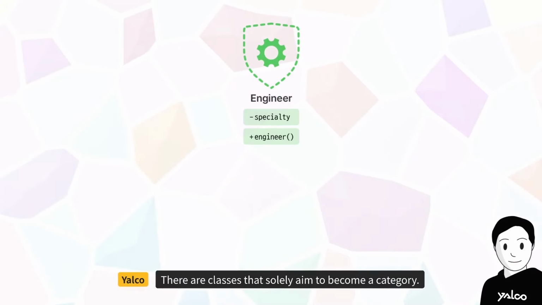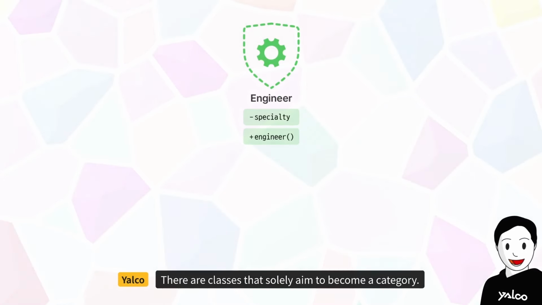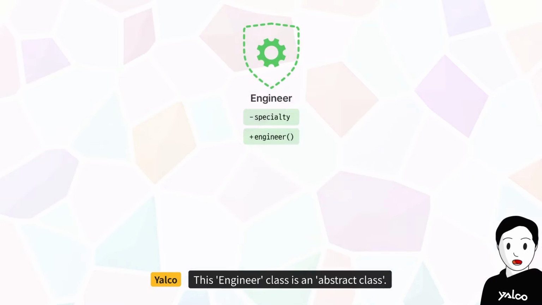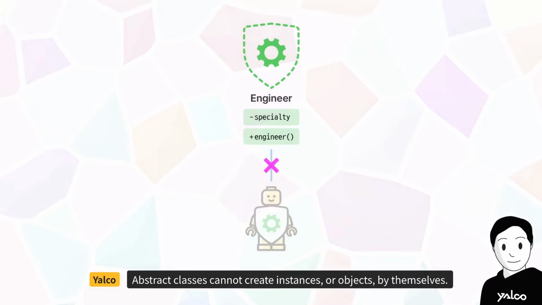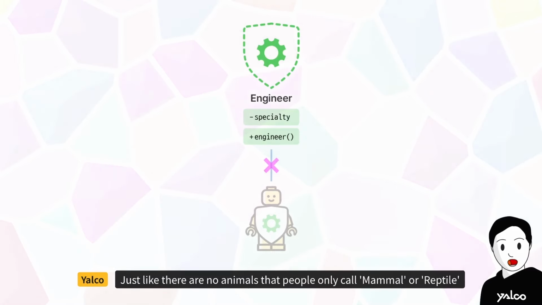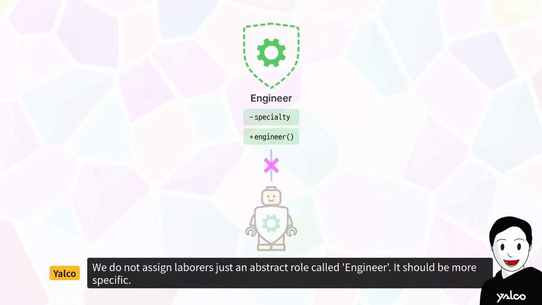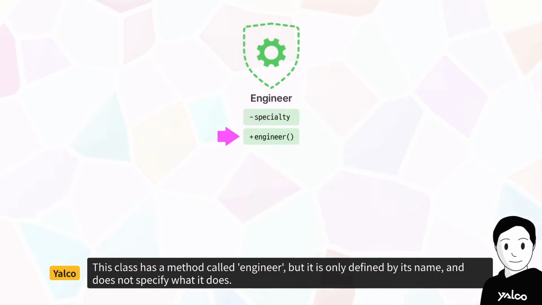There are classes that solely aim to become a category. This engineer class is an abstract class. Abstract classes cannot create instances or objects by themselves. Just like there are no animals that people only call mammal or reptile. We do not assign laborers just an abstract role called engineer. It should be more specific. This class has a method called engineer, but it is only defined by its name and does not specify what it does.